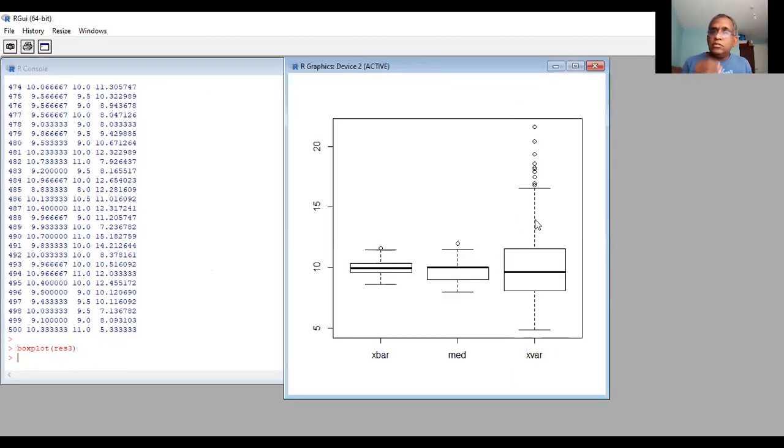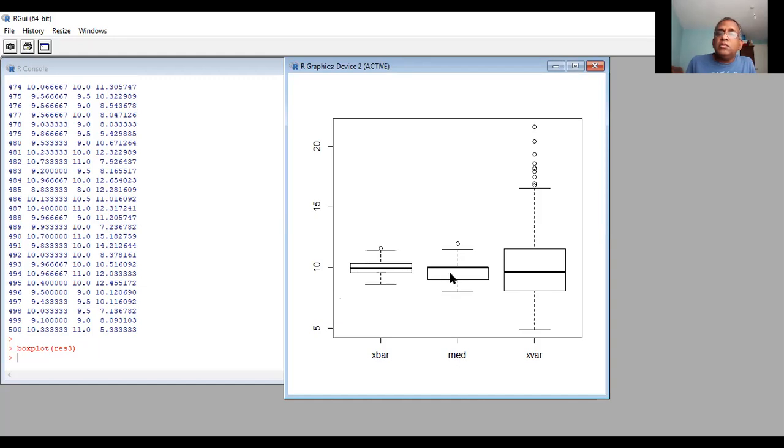Okay, now if you type box plot, this is what you will get. There are three box plots. The first one is for the sample mean, the second is for the sample median, the third is for the sample variance. As you can see, the variability is the largest for the third one, and the first one and the second one are not too different.